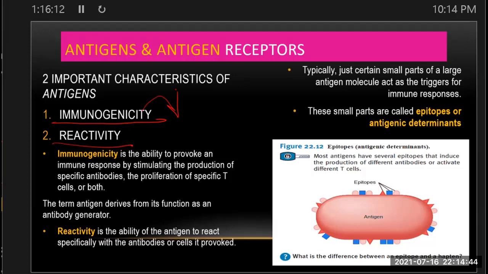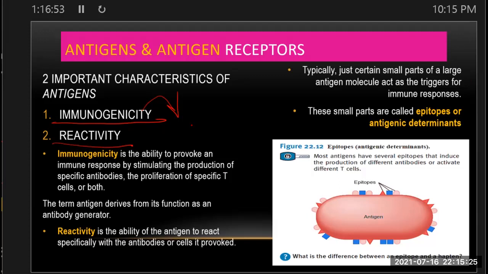Immunogen means it can really activate the immune system, specifically the humoral or B cell mediated immunity, the antibody mediated immunity under your acquired adaptive immunity. We can say it's antigenic, but not all antigens can really induce an immune response. Immunogenicity is the ability to provoke an immune response by stimulating the production of specific antibodies plus the proliferation of specific T lymphocytes, or both.